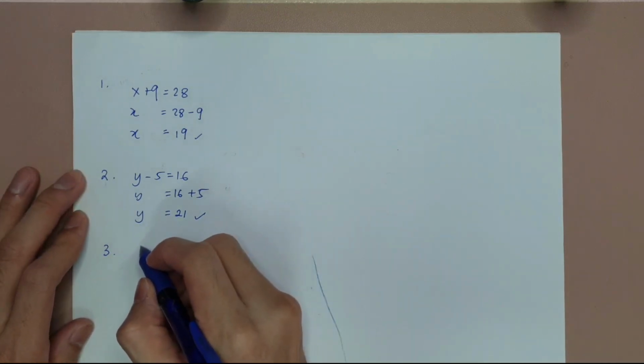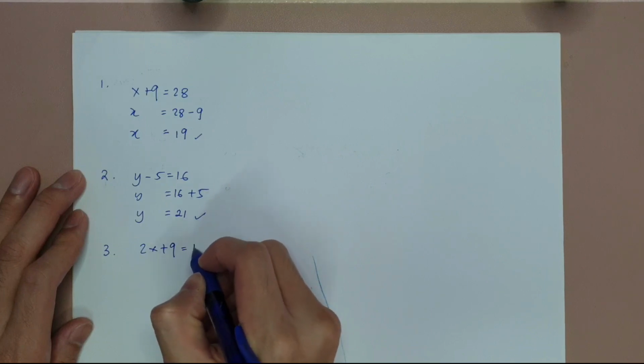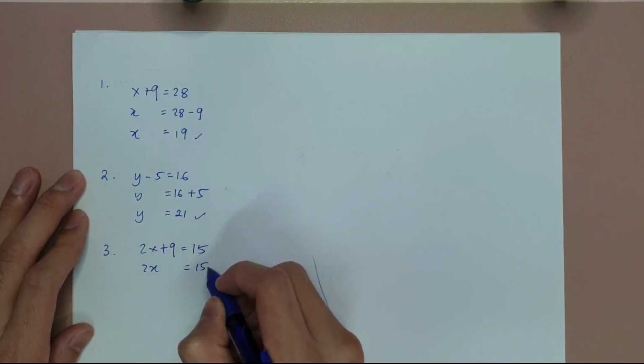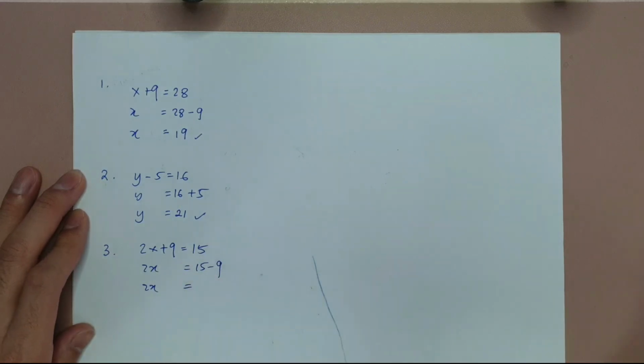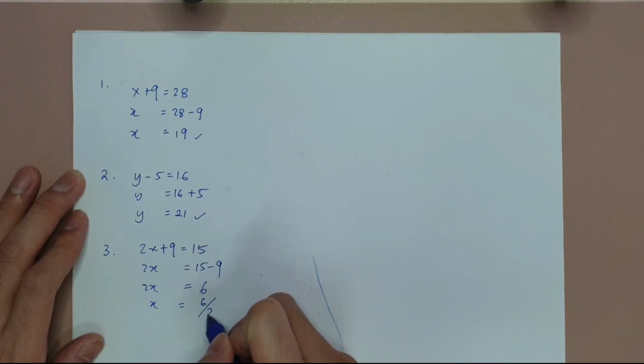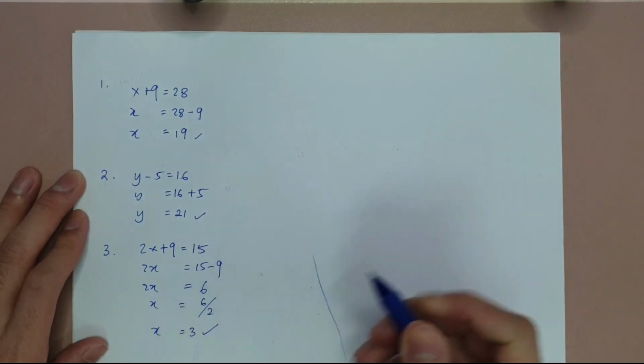So let's increase now. See, 2x plus 9 equals 15. So 2x equals 15, bring over the plus 9 and it becomes minus, so 15 minus 9. Sorry, I have to use a calculator. Okay, so 15 minus 9, you will get 6. So 2x equals 6, divide by 2, so x equals 3. You see, simple. Question 3 already.